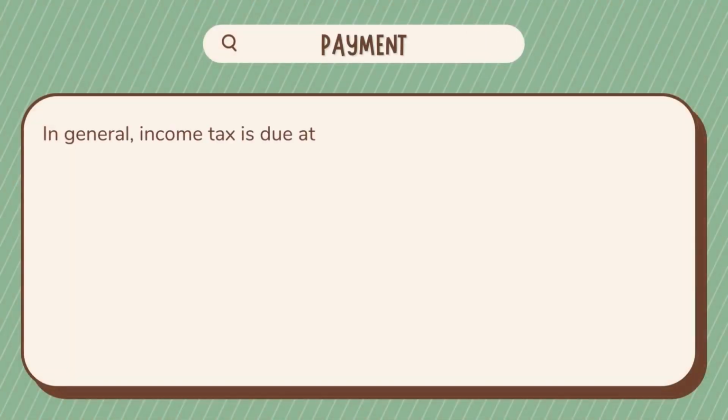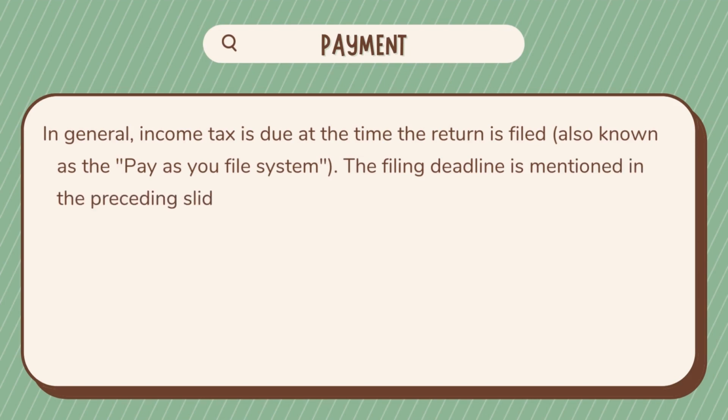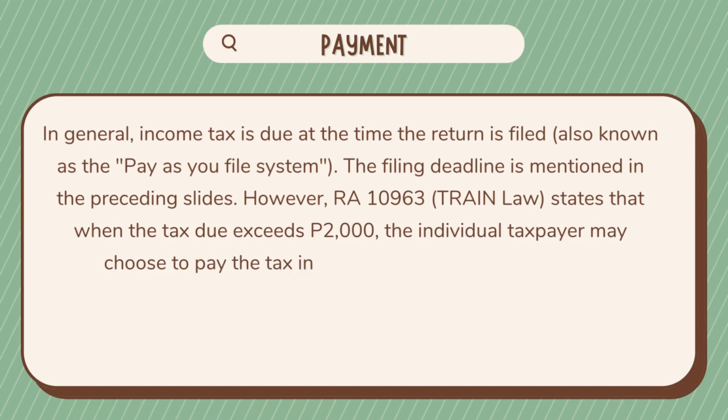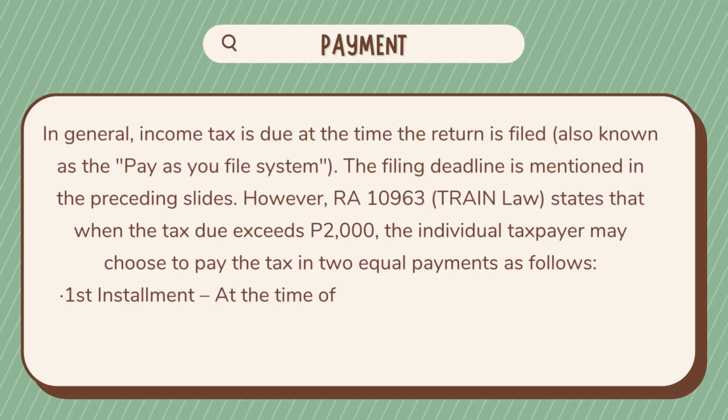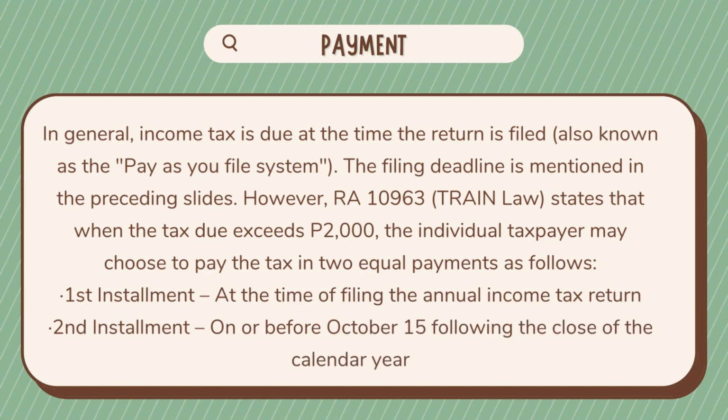After filing our ITRs, the question is when should we pay? In general, income tax is due at the time the return is filed, also known as the pay as you file system. The filing deadline was already discussed earlier in this video. However, RA 10963 or the TRAIN Law states that when the tax due exceeds 2,000 pesos, the individual taxpayer may choose to pay the tax in 2 equal payments as follows. First installment at the time of filing the annual income tax return, and the second installment on or before October 15 following the close of the calendar year.